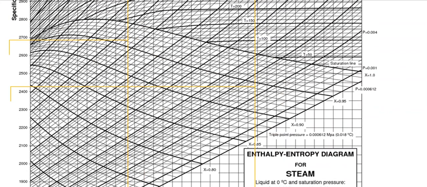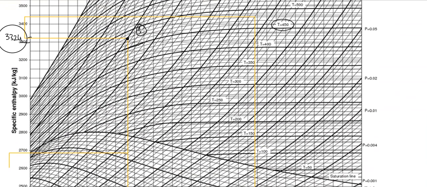Now we are expanding to state 2, which has a pressure of 0.7 megapascal, and we have the condition in which entropy S1 is equal to entropy S2. So it is an isentropic process. S1 is equal to S2, but the pressure is 0.7 megapascal.